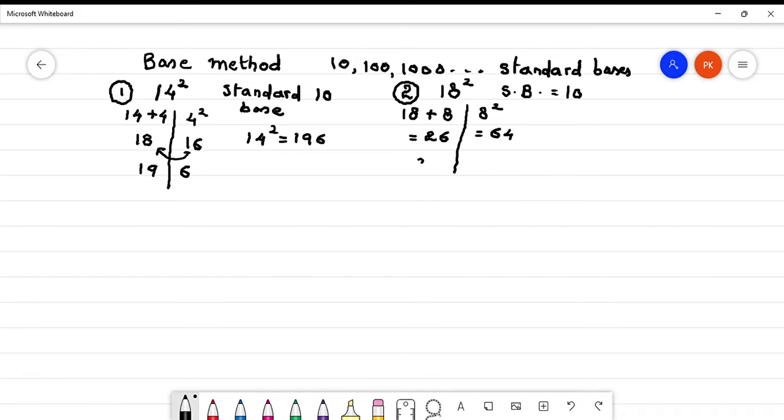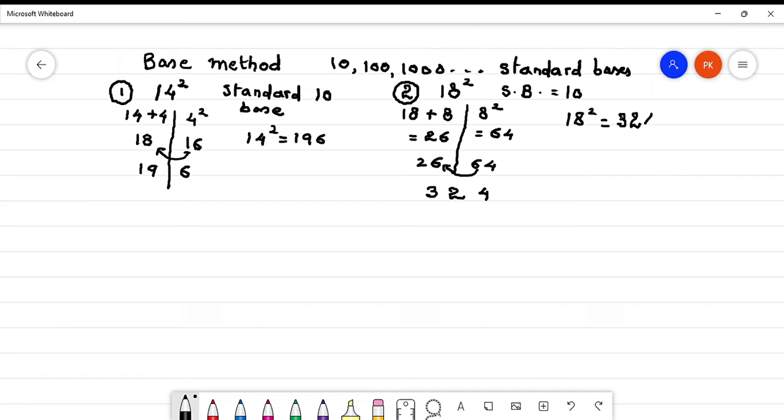So 26 on the left of the partition, 64 on the right of the partition, and since the standard base we have taken is 10 here, I will keep only one digit on the right side of the partition and carry forward this extra digit. 26 plus 6, that is 32, which means 18 square is 324. Okay.